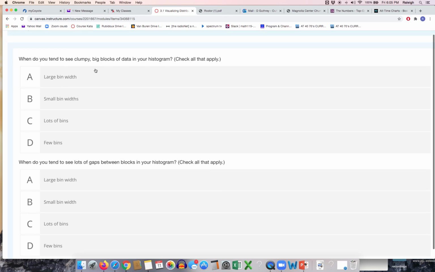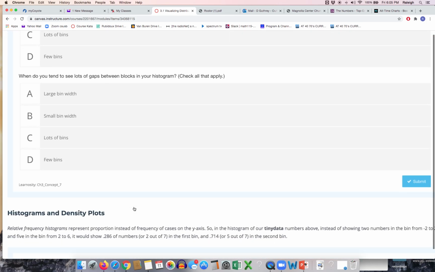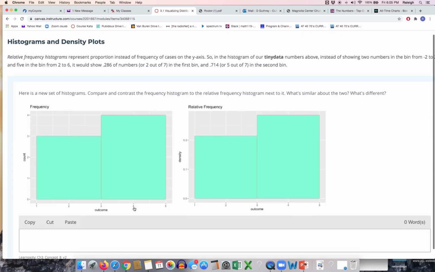So when you see clumpy big blocks of data, what happens? And there may be more than one correct answer. If you see lots of gaps between blocks in your histogram, there may be more than one answer. So do your best to try to come up with something for that.